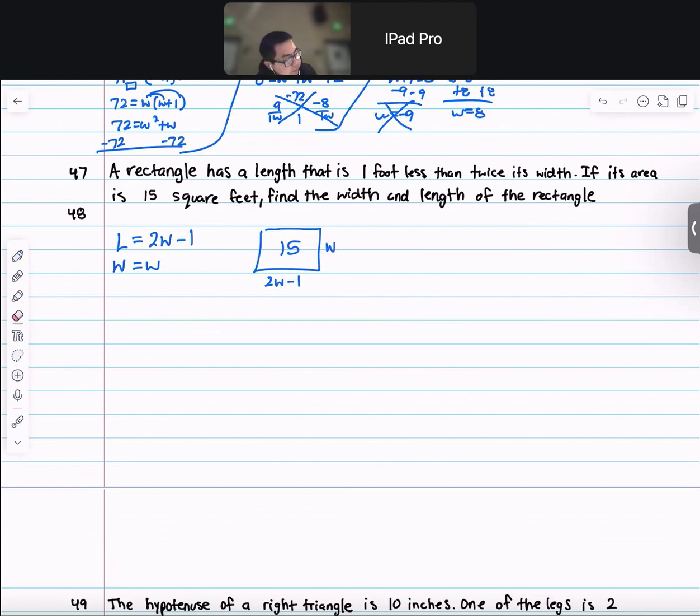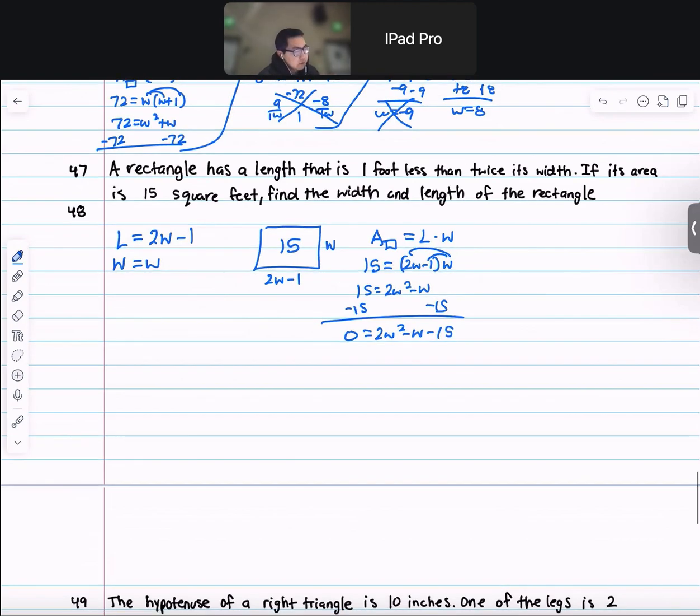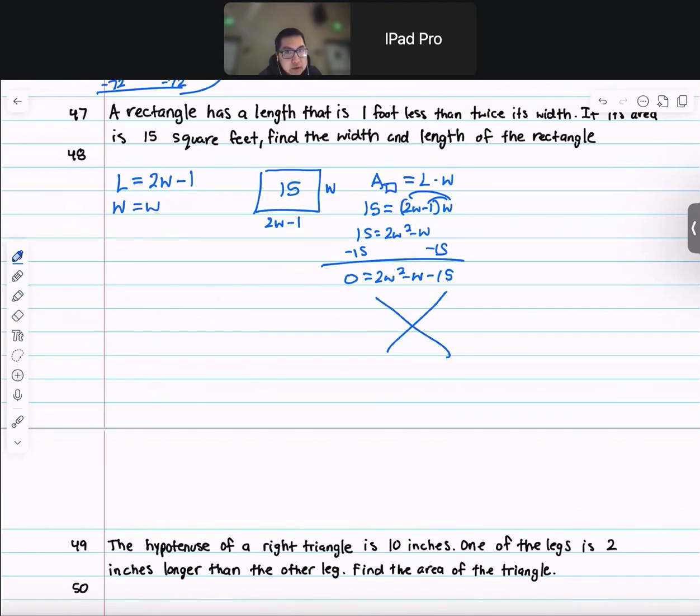Now remember, the area of a rectangle is the length times the width, right? So at 15, the length is 2w minus 1, and the width is just w. So I would distribute that to both of them, right? 2w squared, you guys, minus w, and we want the equation to equal 0, so I'm going to subtract both sides by 15, right? Okay, so we have this, so perfect opportunity to factor, right?